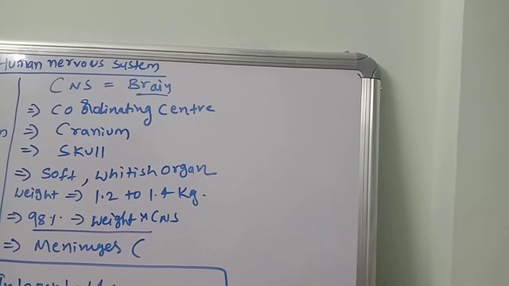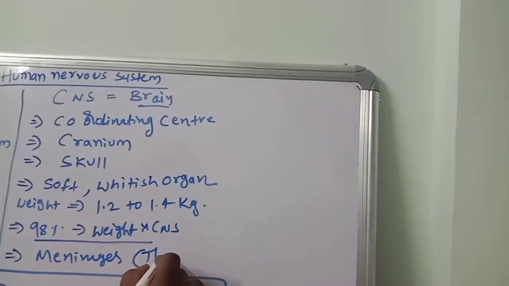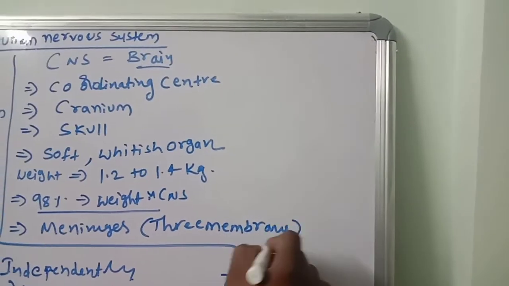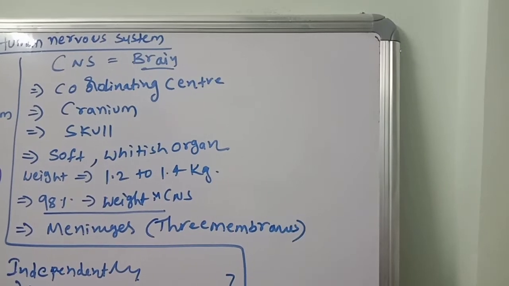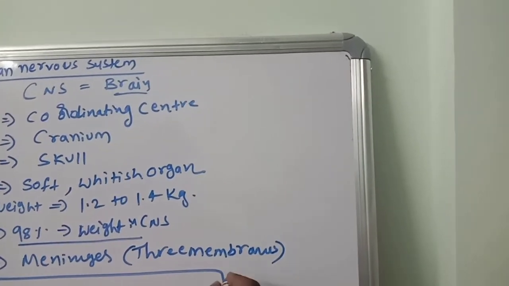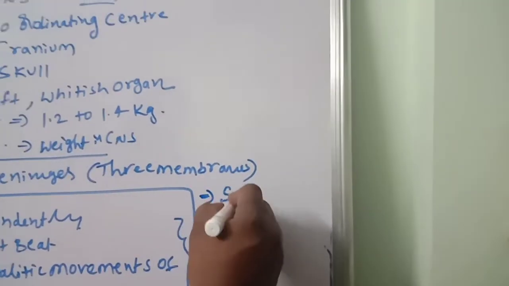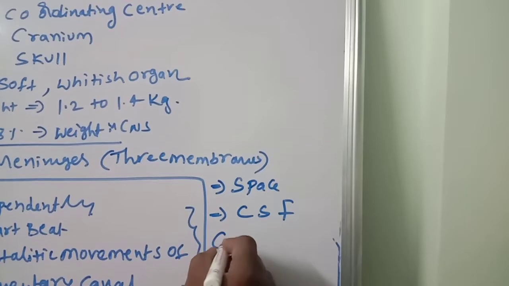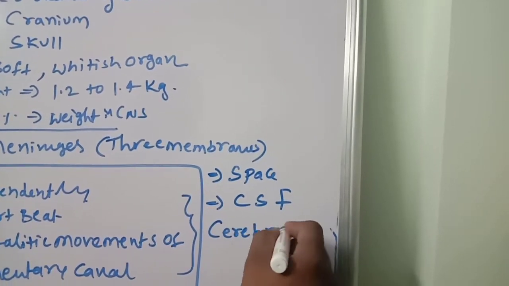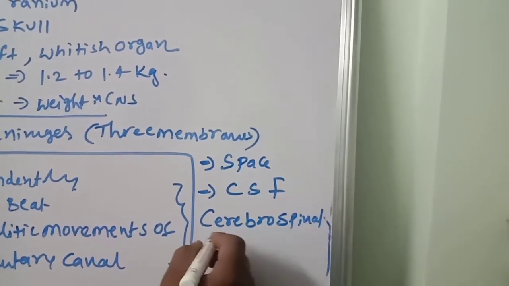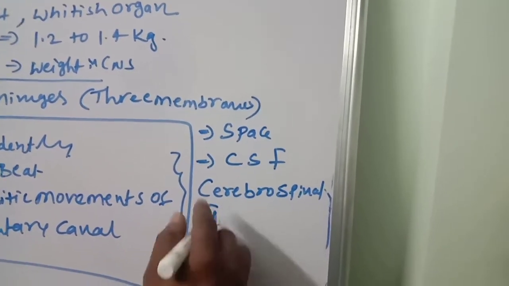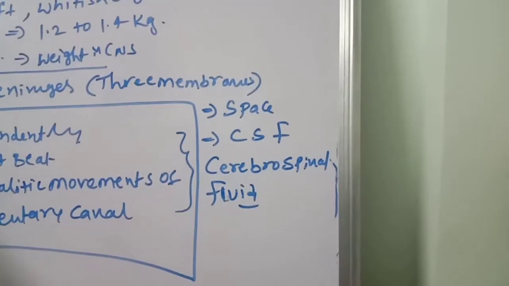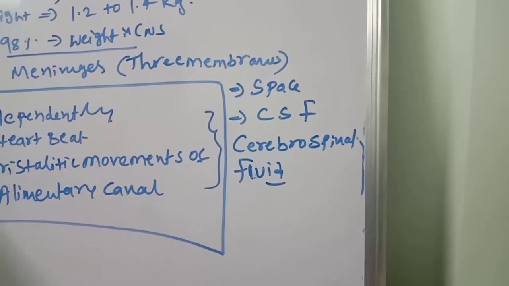How many layers? Three membranes protect it. Three membrane layers are there, and that is called meninges. In between the three layers of the meninges, there is a space. That space is filled with CSF, cerebrospinal fluid. It protects the brain from disturbances, mechanical shocks and everything.